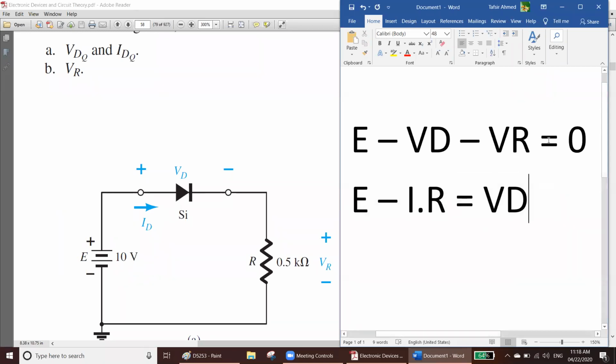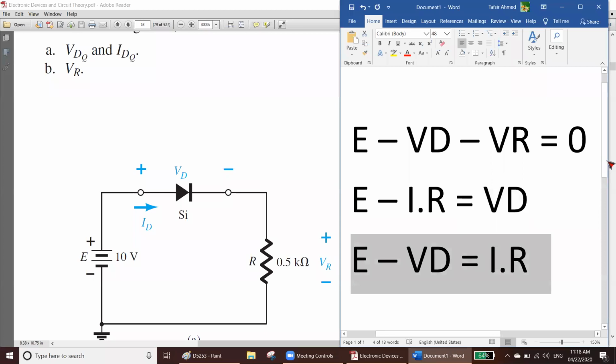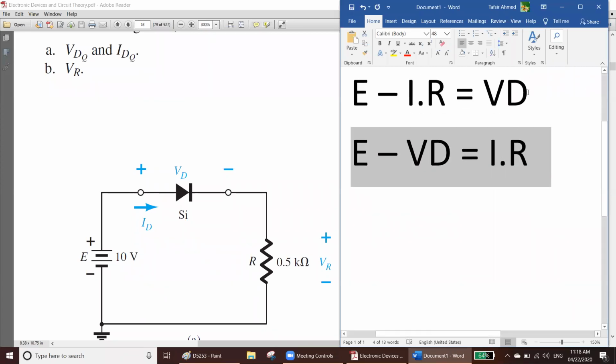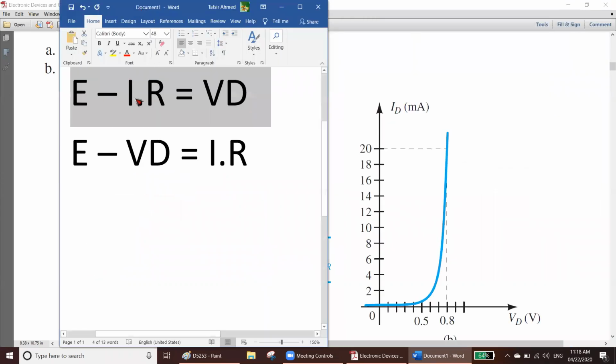Now, if we take VR on this side, that will be our equation. E minus VD is equal to I into R, right? If you take VR on that side, that is our equation. If you take VD on that side, that is our equation. Here we have two equations, one is this one, another one is this one. At first, we will use this equation to put a point here, and we will use another equation to put a point here.